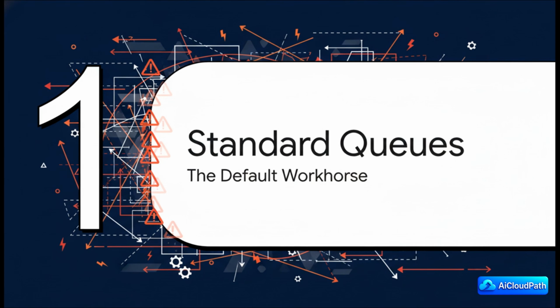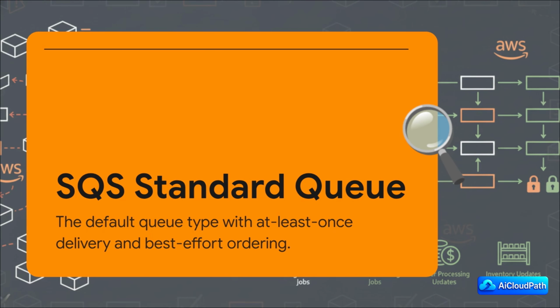So let's kick things off with the SQS standard queue. This is your default option, your go-to. I like to think of it as the powerful, all-purpose workhorse of the SQS world. It's really built for massive scale and raw speed. But what does that actually mean? Well, a standard queue is designed for just insane throughput. We're talking a near unlimited number of messages processed super fast. But, and this is a big but, to get that incredible speed, it has to make a couple of pretty important trade-offs in how it delivers those messages.